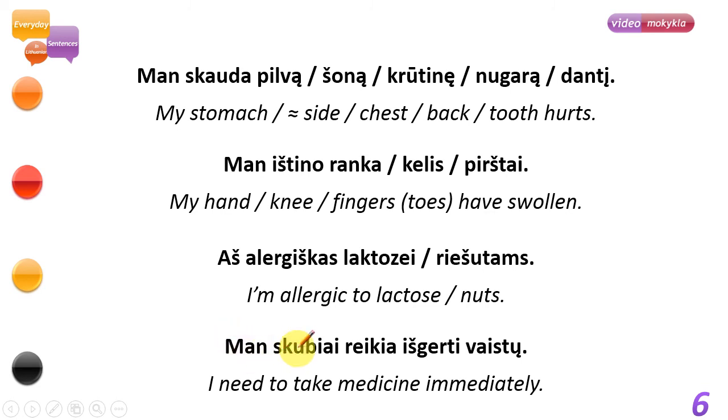Next, man skubiai reikia, I need immediately. Skubiai means immediately. Reikia means I need, man reikia. For me it is needed immediately, skubiai, to drink, literally, to drink the medicine. Išgerti vaistų, to drink some medicine. So you use the genitive, like some milk, some money, some sugar. You always use the genitive case. Man skubiai reikia išgerti vaistų. I need to take medicine immediately.